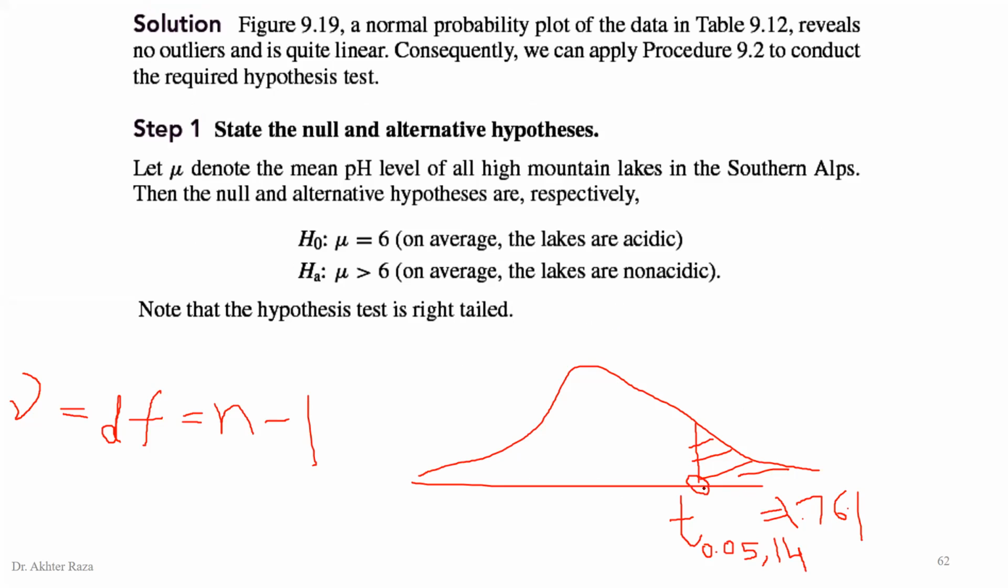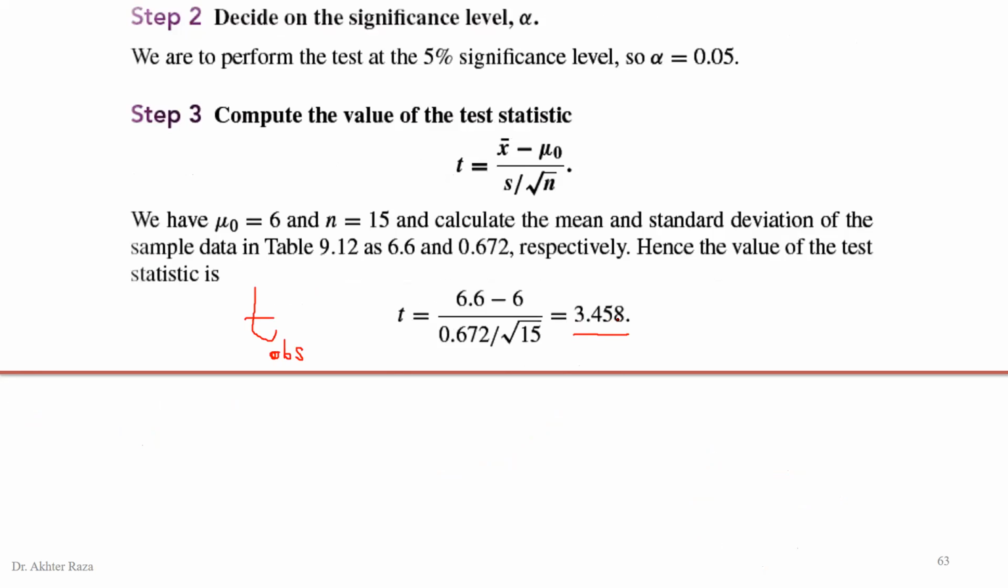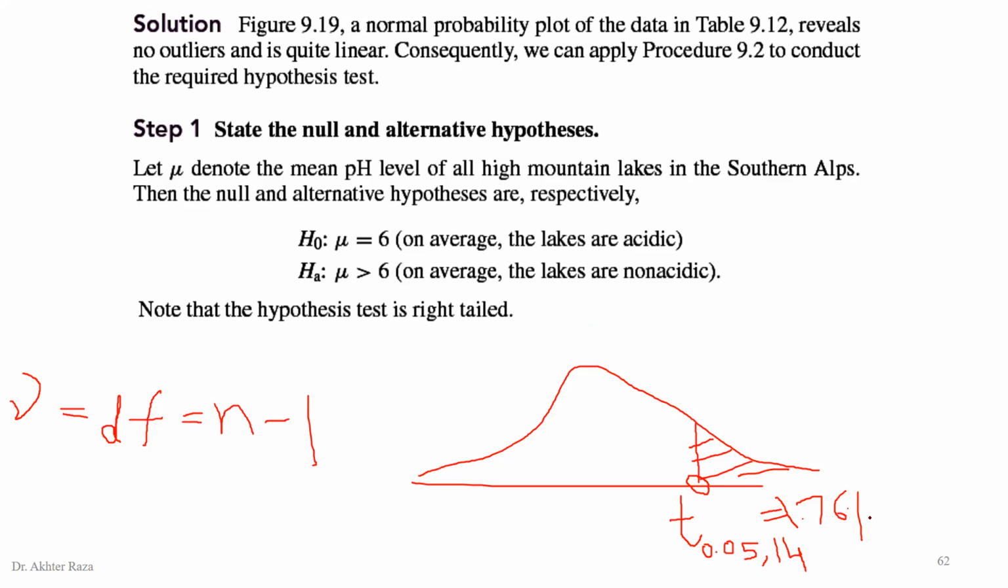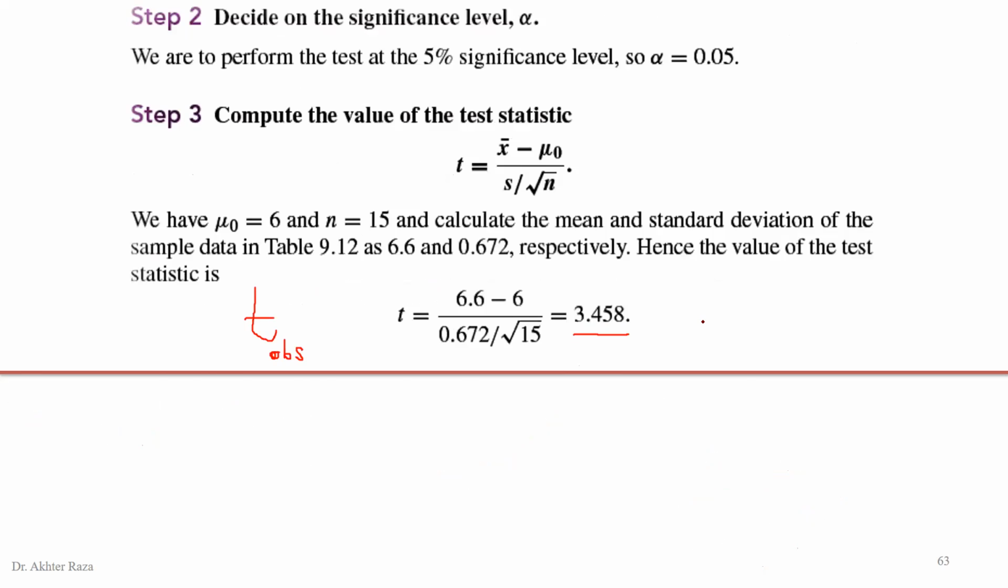And we will reject our null hypothesis if the calculated value or the observed value of the T statistic is above 1.761. And this will be the alternate hypothesis that we have the support for. Now the T statistic is computed as 3.4. This is 1.7. My number is above this. So the null hypothesis is not true. The data do not provide sufficient evidence in favor of H naught. The lakes are non-acidic. This is our conclusion.